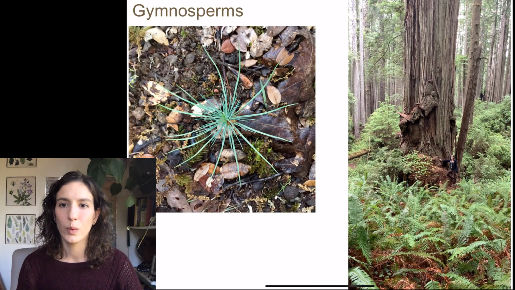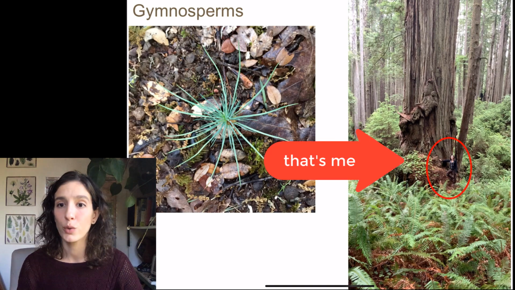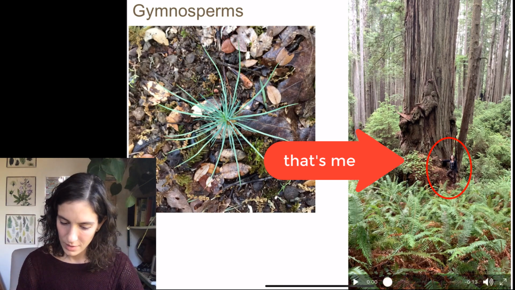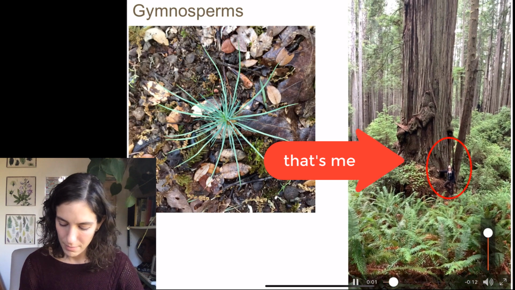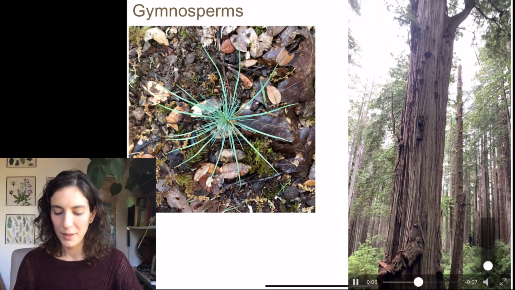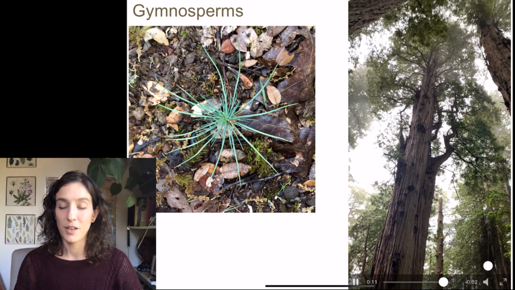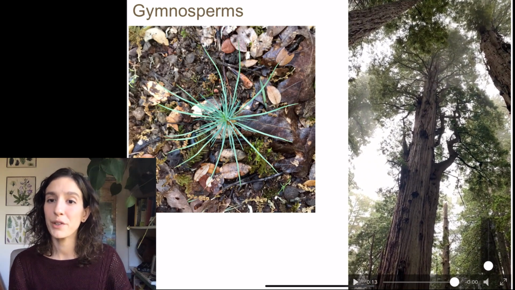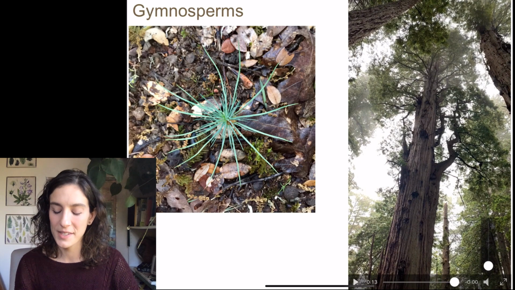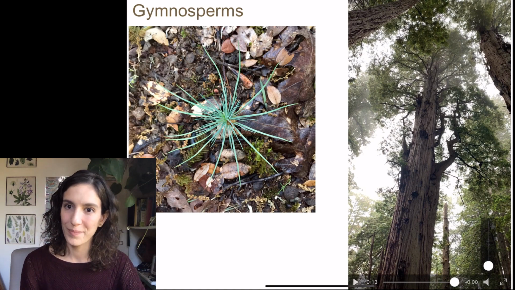Anyway, a seed of a gymnosperm will germinate into a sporophyte, and maybe eventually it'll grow into something absolutely massive like this. So here's just a really big redwood tree that I saw this summer in Prairie Creek National Park. We are so lucky to have these relatively close to us here at Humboldt State University because redwoods are known for being the tallest trees in the world.